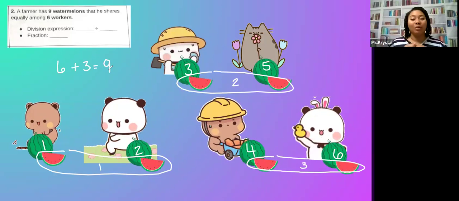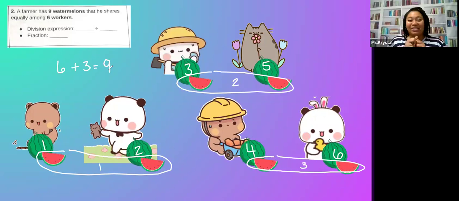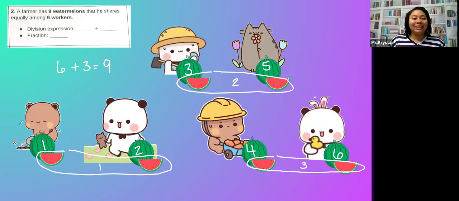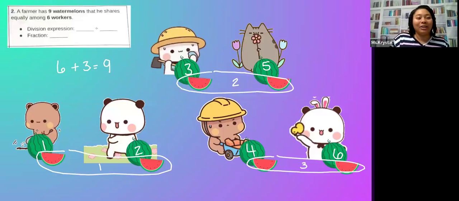It's so funny because some of them are working really hard and some of them are not. It's so cute. All right, let's keep moving to number 3.